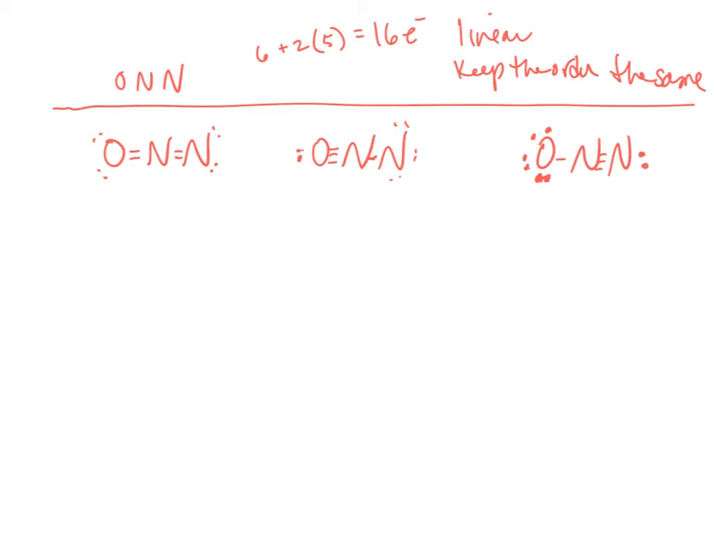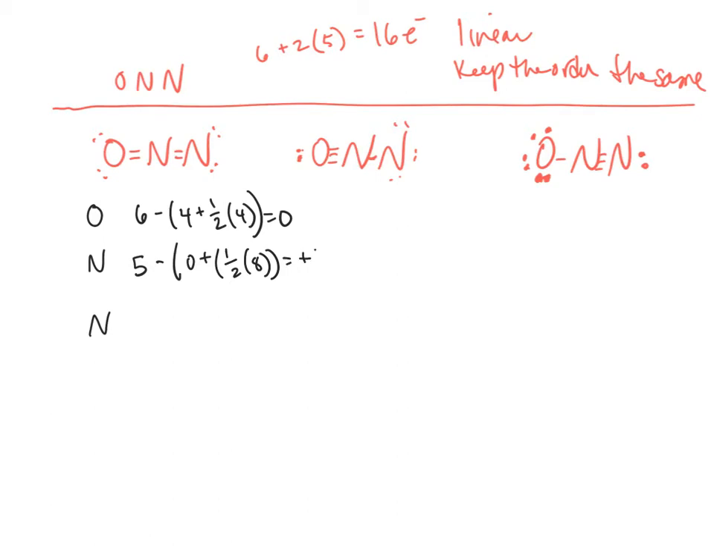All right, so we're going to list them vertically. Oxygen on the left, nitrogen in the middle, nitrogen on the right. And we'll say 6 valence electrons minus 4 plus 1/2 times, and here we're looking at 4 electrons in the bond. So that's going to be 4, that's going to be 0. The next one, nitrogen in the middle, is 5 by itself. It has 0 lone pairs, but you got 2, 4, 6, 8 electrons in the bond. So 1/2 times 8. And this is going to be plus 1.